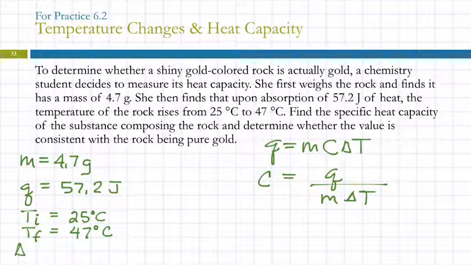To find delta T, it's always final minus initial. So this would be 47 degrees Celsius minus 25 degrees Celsius. And I'm pretty sure that's 22.